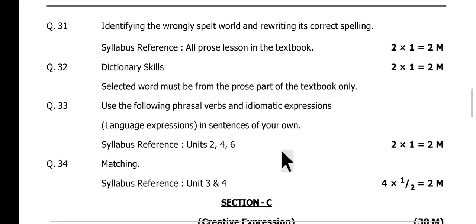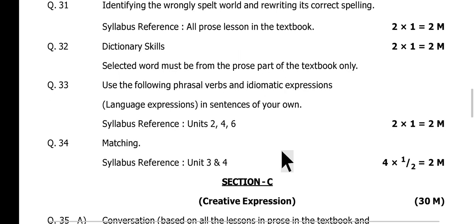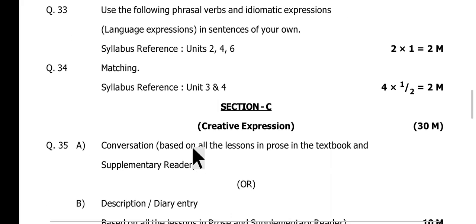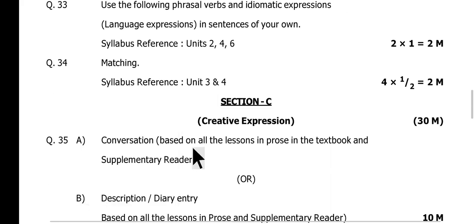32. Dictionary skills. 33 and 34. This is our words and expressions workbook related phrasal verbs and idiomatic expressions. We have to write or make use of the given verbs and idiomatic expressions in terms of framing sentences on our own. Syllabus reference is Unit 2, 4, 6. So here chapter, not unit. So the 34 question item is matching. Syllabus reference is Unit 3 and Unit 4.